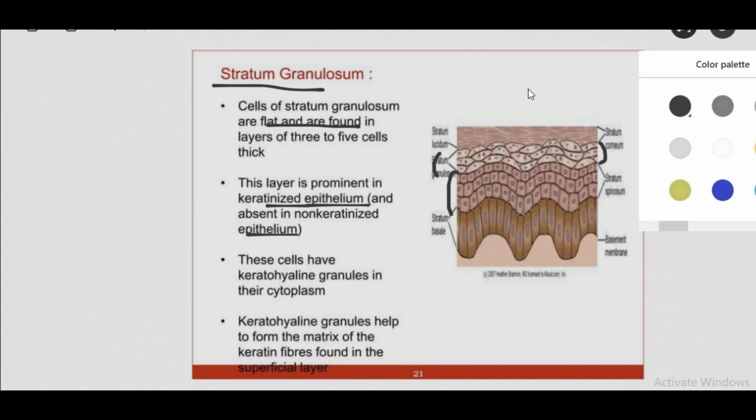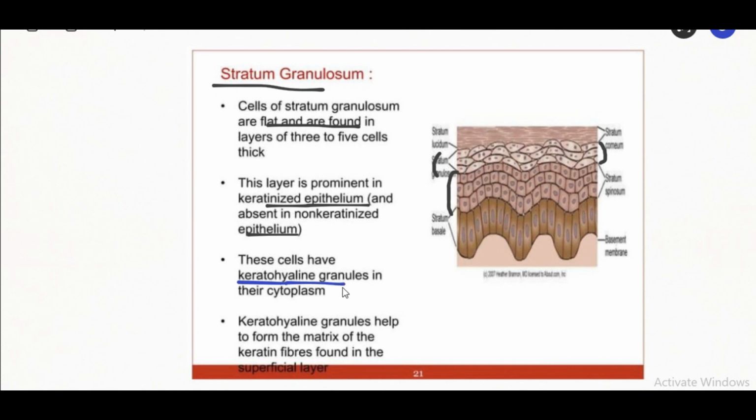The third layer is the stratum granulosum or the granular layer. This layer contains flatter or wider cells, larger than the spinosum cells. The cells of the granulosum are flat and are found in a layer 3 to 5 cells thick. This layer is prominent in the keratinized epithelium and absent in the non-keratinized epithelium. The cells have keratohyalin granules in their cytoplasm, which help to form the matrix of the keratin fibers found in the superficial layer. The nucleus in these cells shows signs of degeneration and pyknosis.